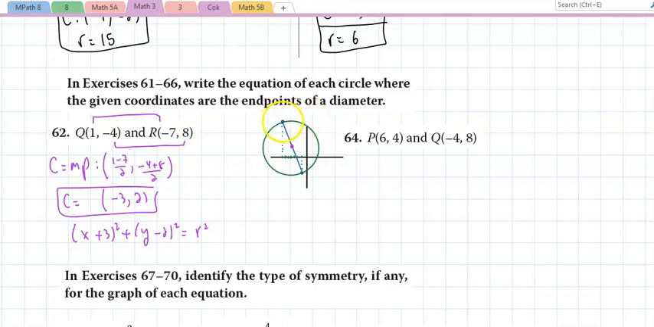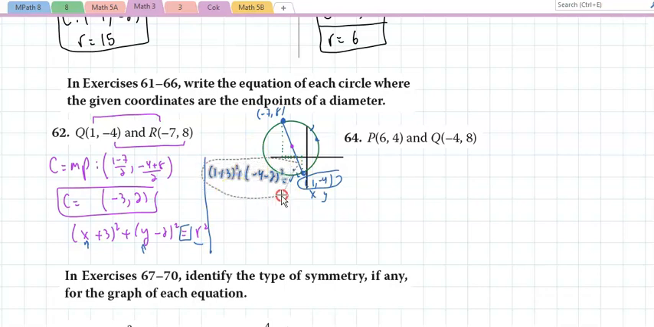We need to know that any point on the circle satisfies this equation. If I pick one of these points, either negative 7, 8, or 1, negative 4, and substitute it for x and y, I will get what r is. That's a lot more efficient than the book's method. If I take, for example, 1, negative 4 as x and y, I would say 1 plus 3 squared plus negative 4 minus 2 squared equals r squared.